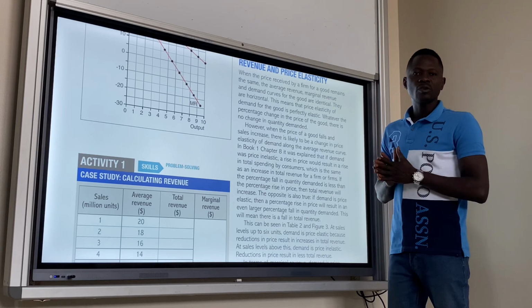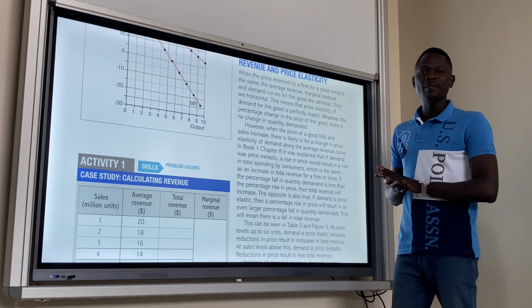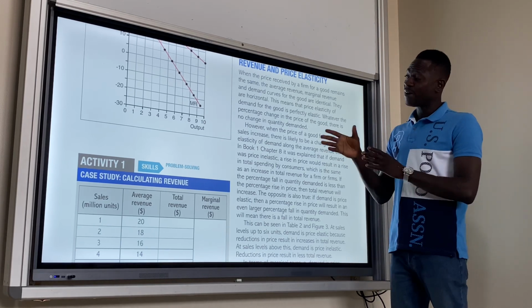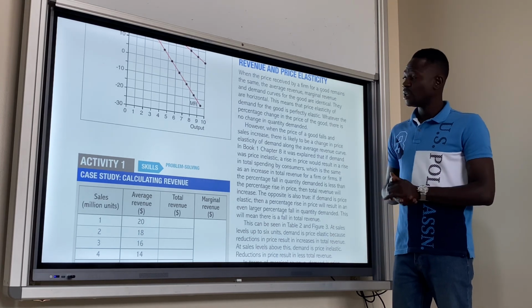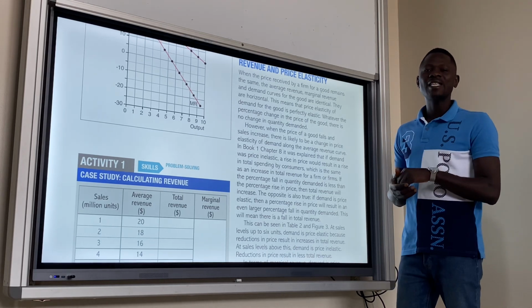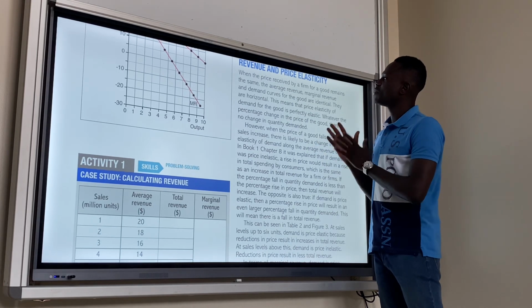We talked about our total revenue, which is the total amount of receipts earned or collected by a firm over a period of time, which is price multiplied by quantity. We have our average revenue, which is our total revenue divided by the quantity sold. And we have our marginal revenue, which is the amount made in the course of selling an extra unit of output. So today, the focus is revenue and price elasticity.